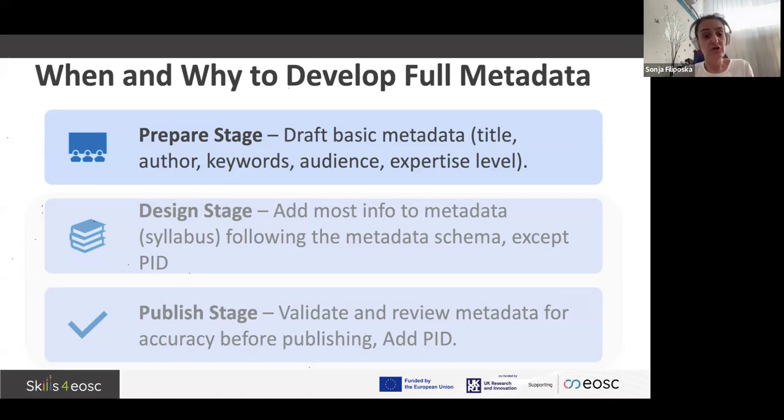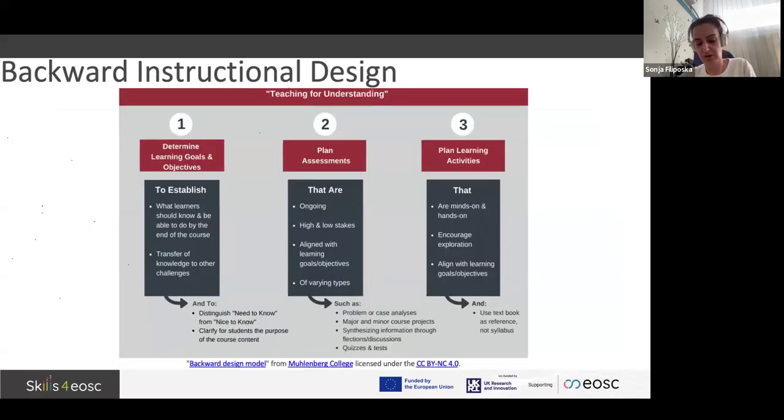In the publish stage, you verify the fields and you add the last field, which is the persistent identifier. Remember, to have minimum FAIR learning materials, they need to be indexed in a repository and get a persistent identifier. So it's a process. We don't expect you to do everything at once. The process, we started with the first step.